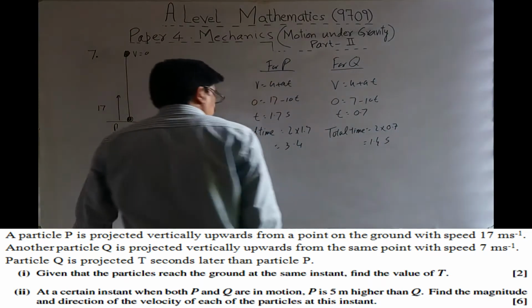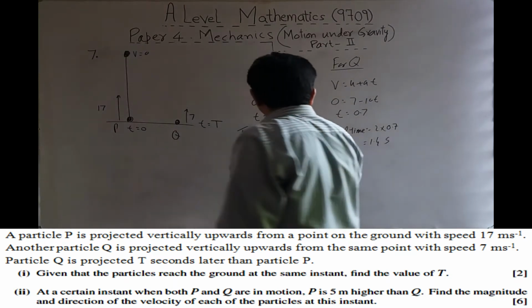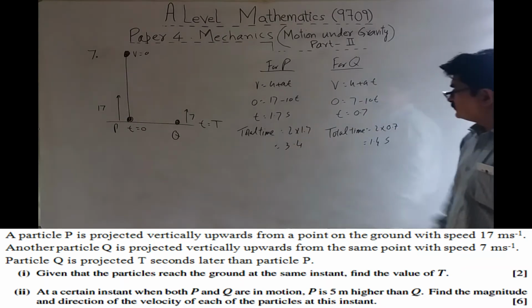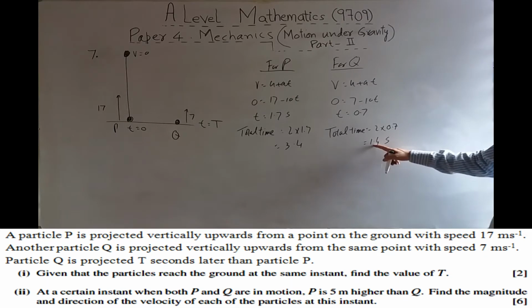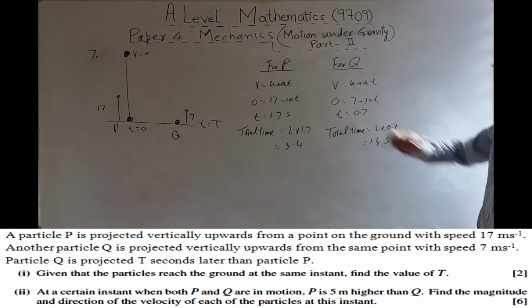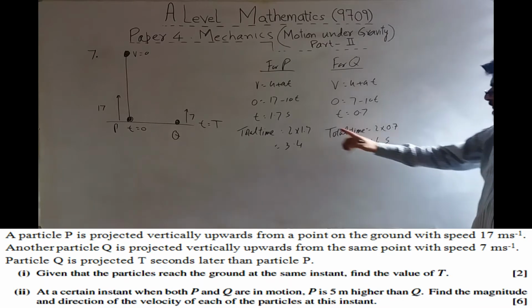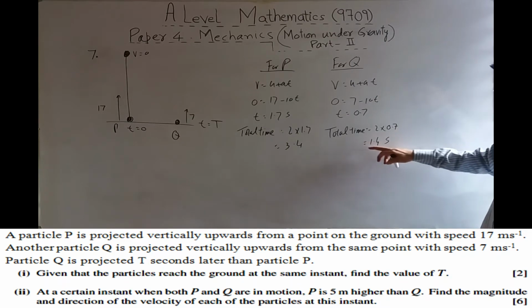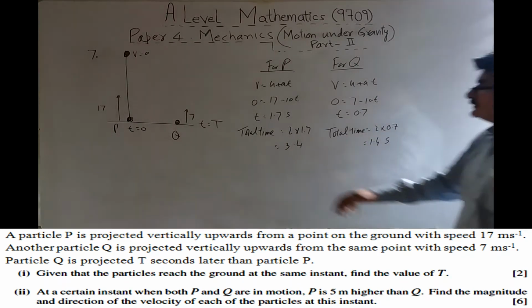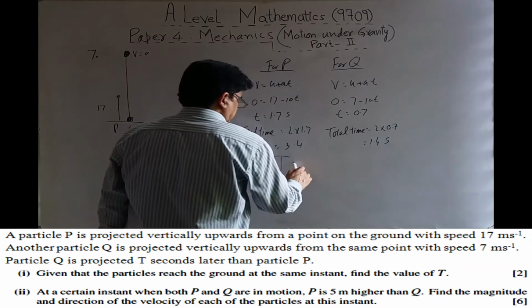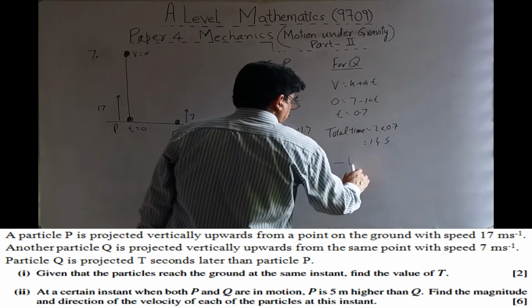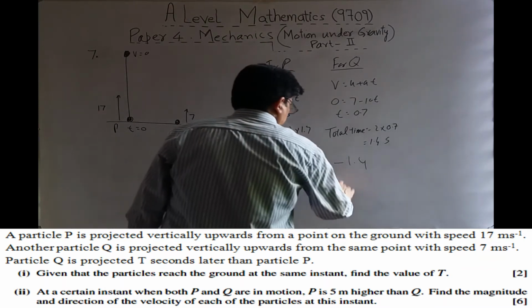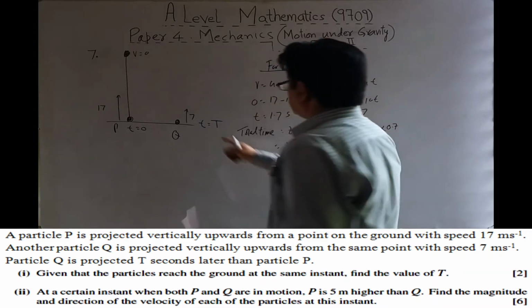Now we have to think. It means that P reaches after 3.4 seconds, but this is the time for Q for the complete journey. P reaches after 3.4 seconds, but it's given that they reach at the same time. So the difference of these times will be the time capital T, because we have to wait for that time. If you subtract 1.4 from 3.4, we get 2 seconds. So this is the answer to the first part. It means that we have waited for 2 seconds.